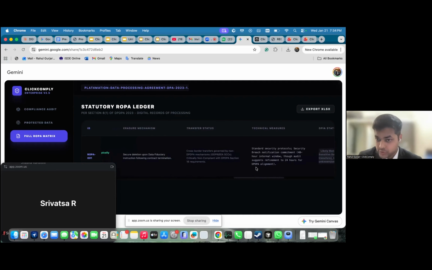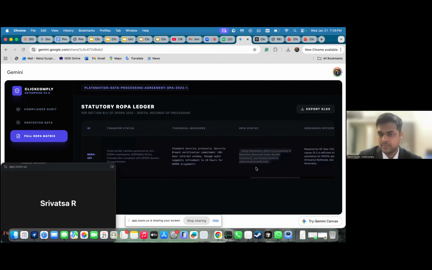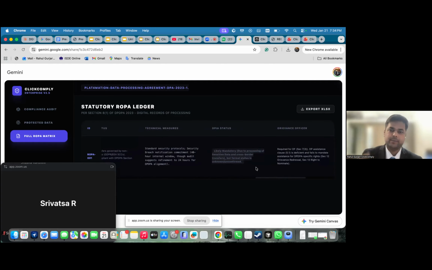Then what are the technical measures? What are your security protocols? And what is the impact assessment status? I also want to include a DPIA, and totally automate the impact assessment for the DPDP also, which will come in the later versions.